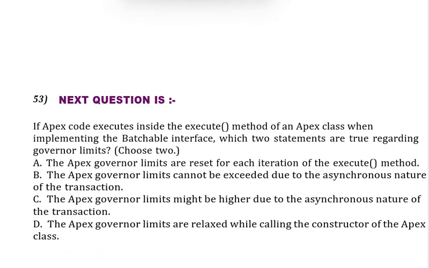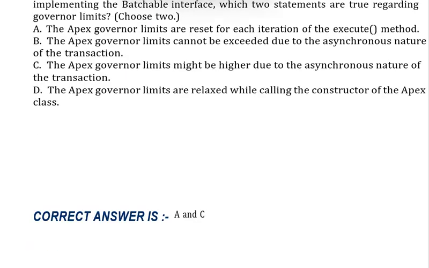Option A, the Apex governor limits are reset for each iteration of the execute method. Option B, the Apex governor limits cannot be exceeded due to the asynchronous nature of the transaction. Option C, the Apex governor limits might be higher due to the asynchronous nature of the transaction. Option D, the Apex governor limits are released when calling the constructor of the Apex class. Correct answer is option A and option C.